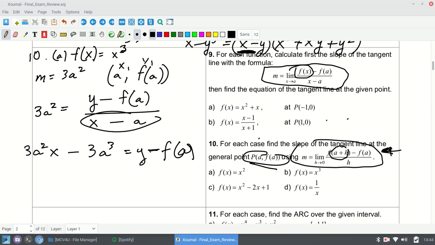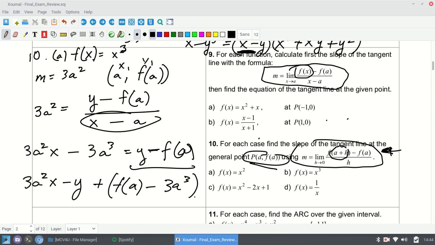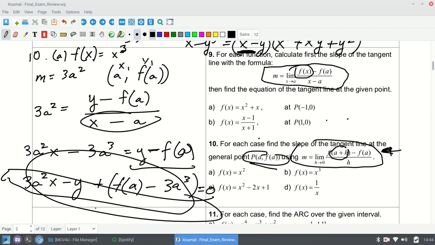Then I bring this over to this side, and I get 3a squared x minus y plus f of a, not f, f of a, minus 3a cubed equals 0, and I get my magical equation. I'm sorry. So that's part B. Let's do C.